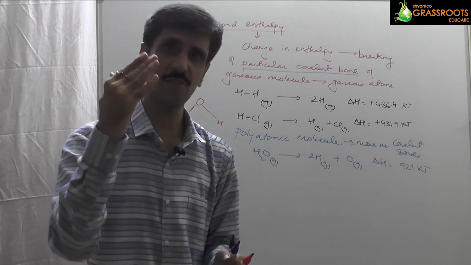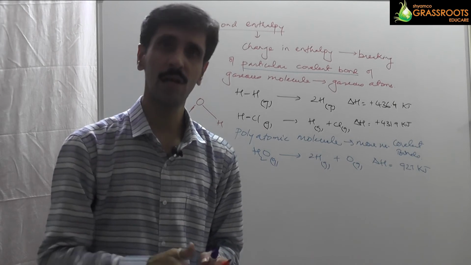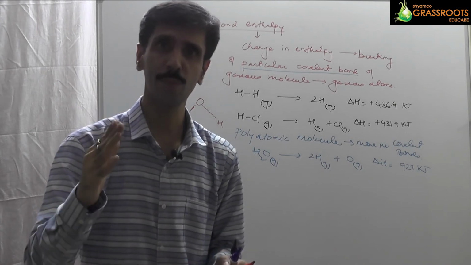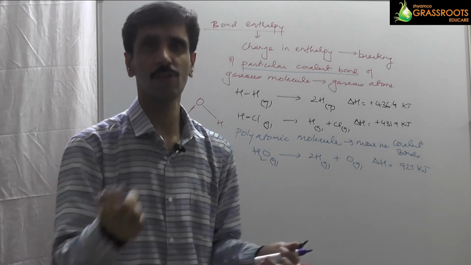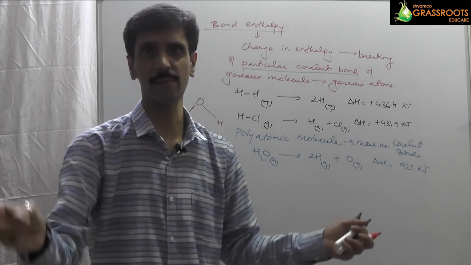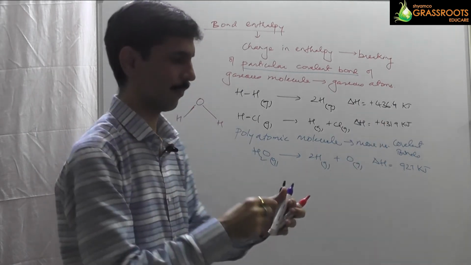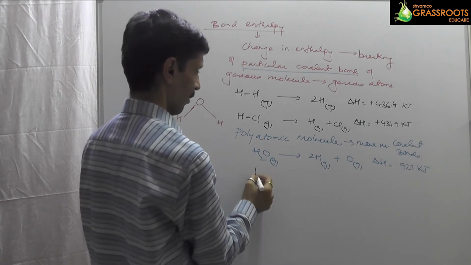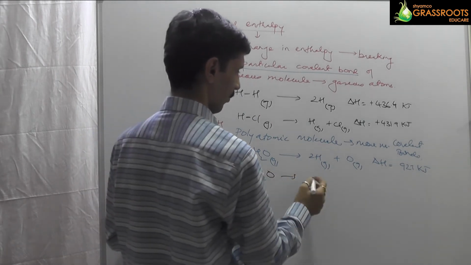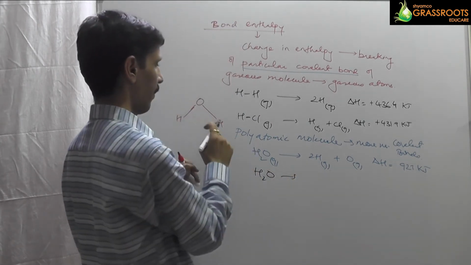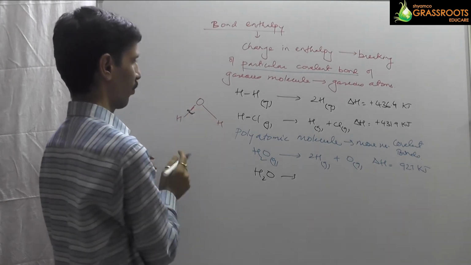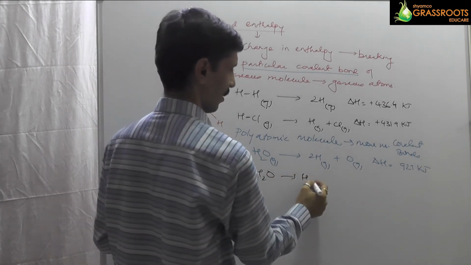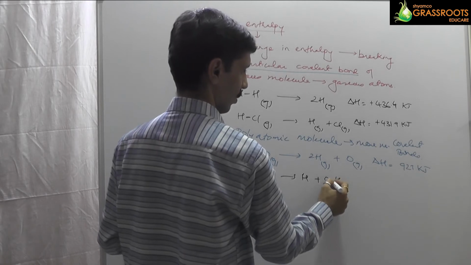So we are going to consider stepwise dissociation of the molecule, for all those molecules where there is more than one bond. In H2O there are 2 bonds, so obviously this whole process will happen in 2 steps. In step number 1, we have H2O, and it is going to give you, okay, one bond broken here. Suppose I show that this bond is broken, so we get one H plus OH.